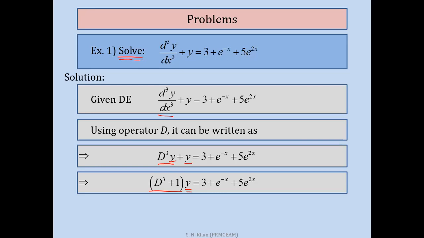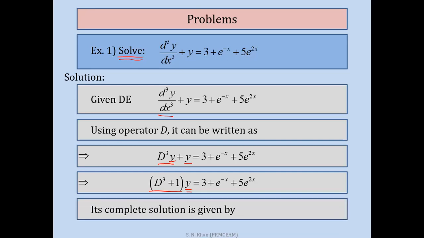Now it is a linear differential equation with constant coefficients. Coefficient of derivative, it is 1. Coefficient of variable y, it is also 1. So therefore its complete solution is given by CS equal to CF plus PI.